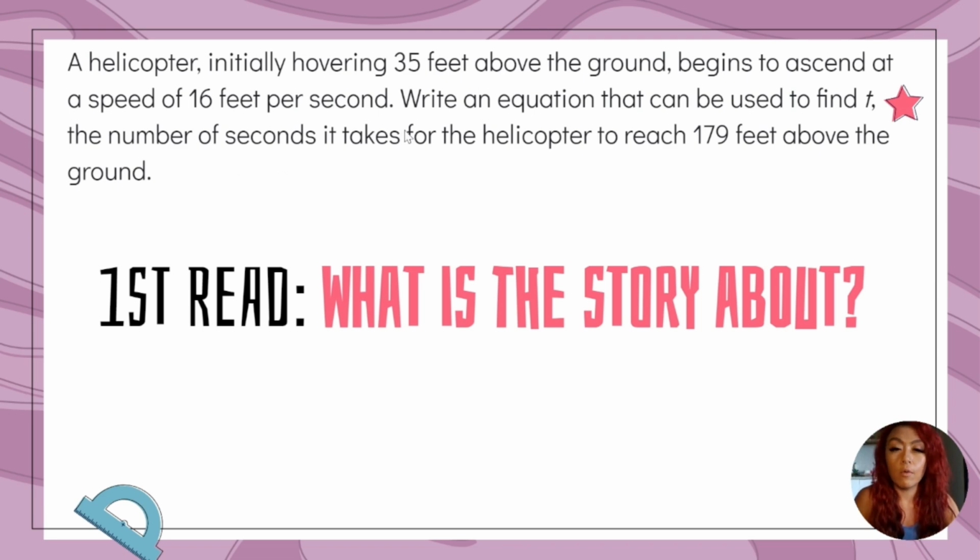Let's take a look at another problem. A helicopter, initially hovering 35 feet above the ground, begins to ascend at a speed of 16 feet per second. Write an equation that can be used to find t, the number of seconds it takes for the helicopter to reach 179 feet above the ground. What is the story about? Please pause this video and fill out that section of the 3-read template.